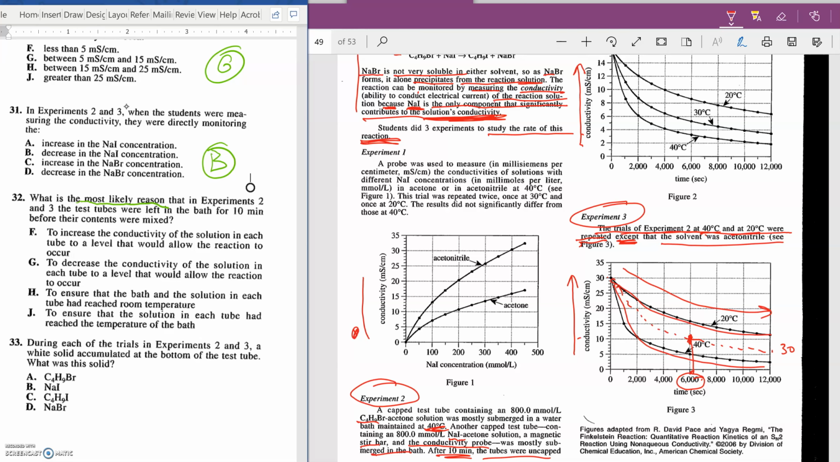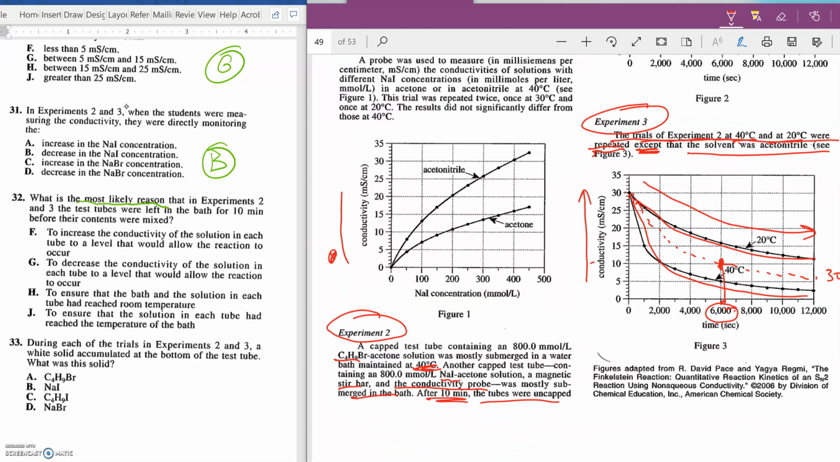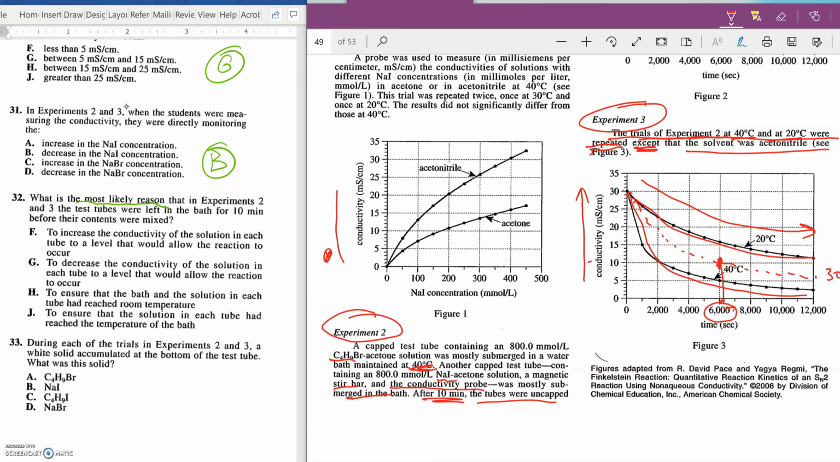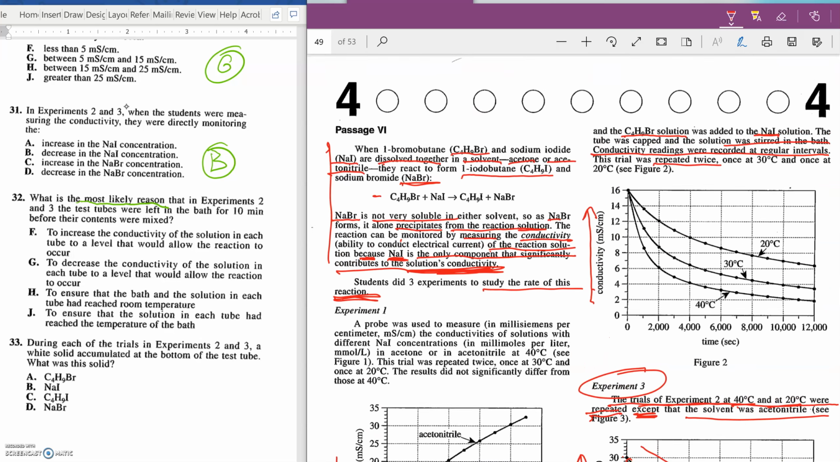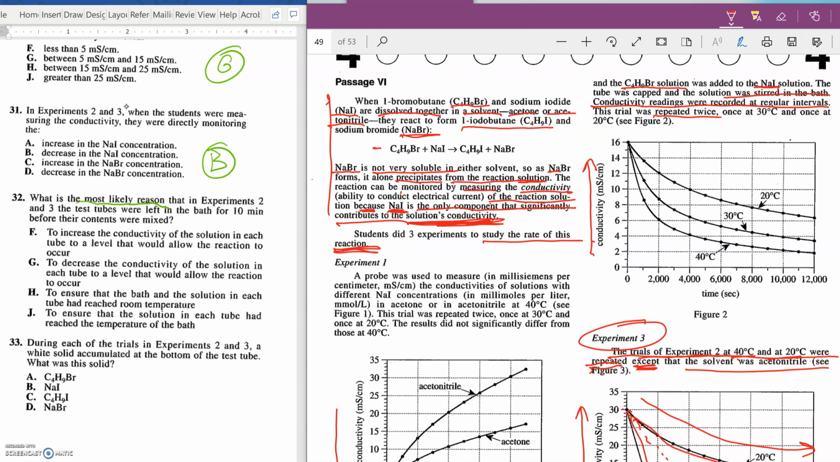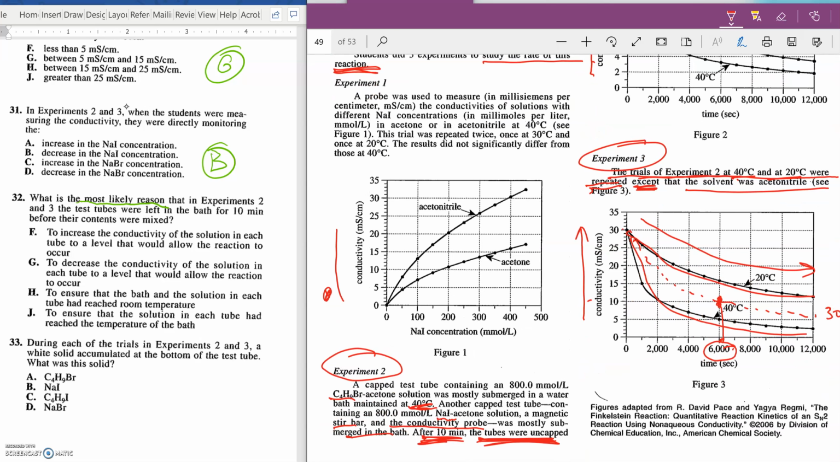So what is the most likely reason that in experiments 2 and 3, the test tubes were left in the bath for 10 minutes before their contents were mixed? All right, experiment 2, we read here, it says that after 10 minutes, the tubes were uncapped. So they were put in the water, and after 10 minutes, they were uncapped, and the solutions were mixed. All right, so let's see what the answers say.